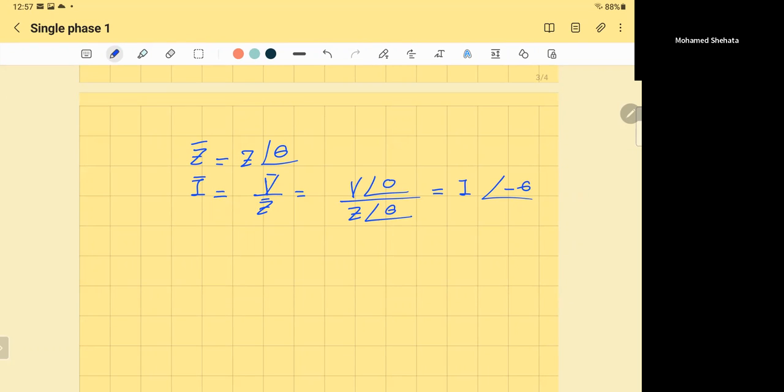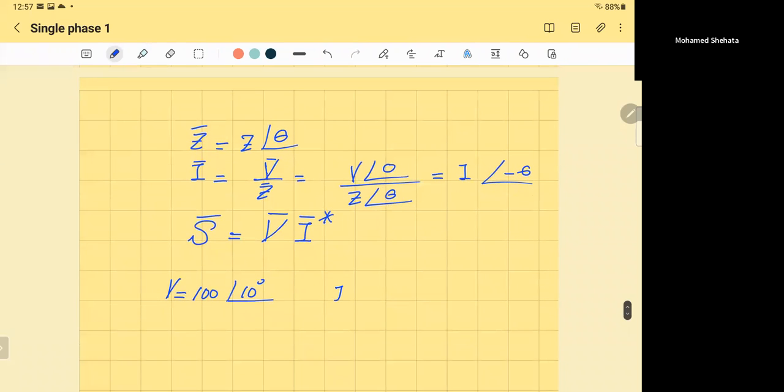What is the relationship between this and power? To find power, I will tell you about a formula called complex power. That's a really excellent one. S is equal to V phasor times I phasor conjugate. That's how you calculate the complex power. It will give you both power and reactive power. Let's take one example. V is equal to 100 at angle 10. I is equal to 5 amps at angle 40.